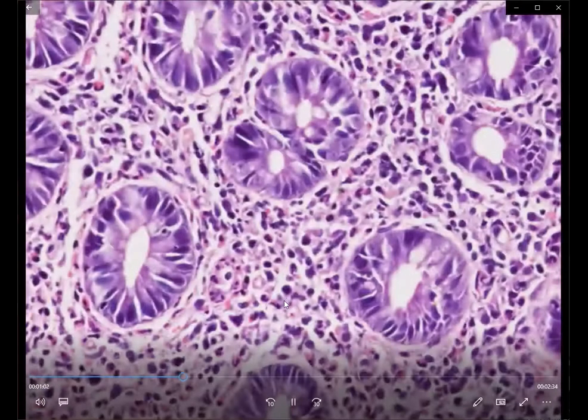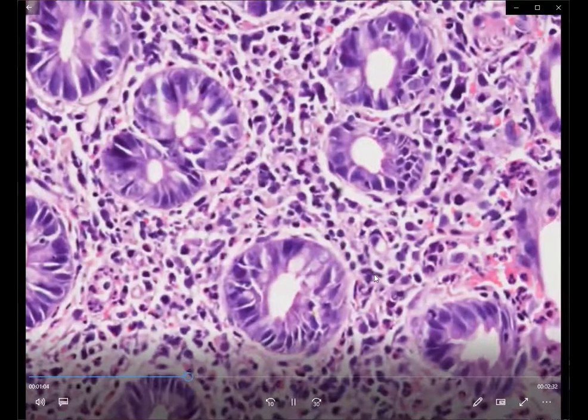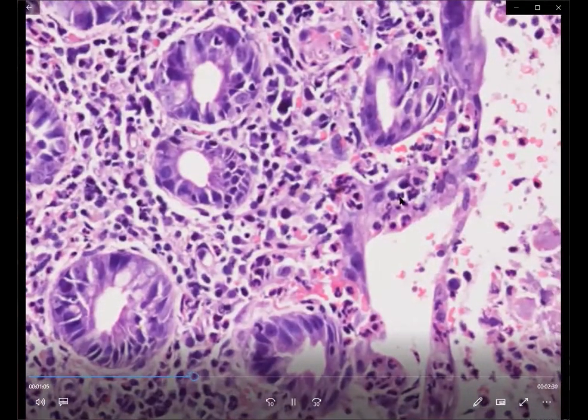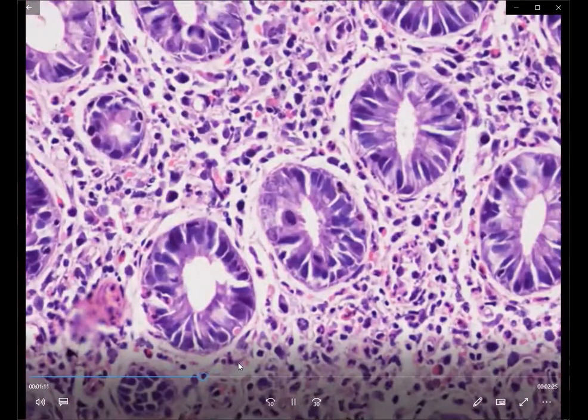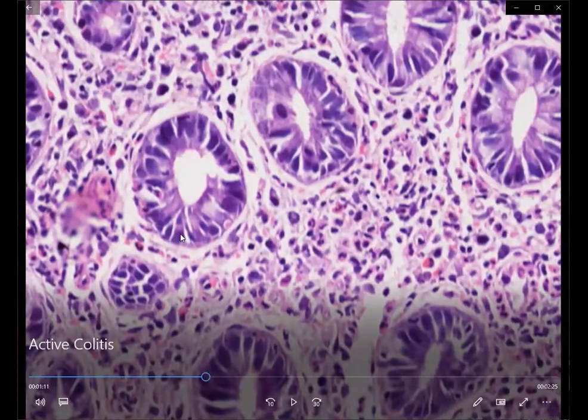Now, the next thing, once we know that there are polymorphs within the lamina propria, is to look for whether or not there are any foci of cryptitis. And what is cryptitis? Cryptitis is when you see polymorphs invading the lining epithelium of the crypt. Like here we could see a crypt, and this crypt lining epithelium is being infiltrated by the polymorphs.